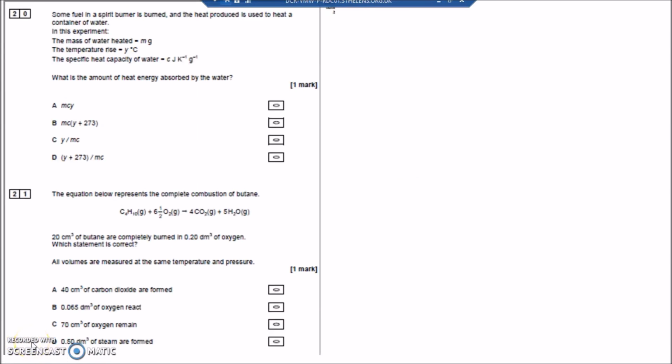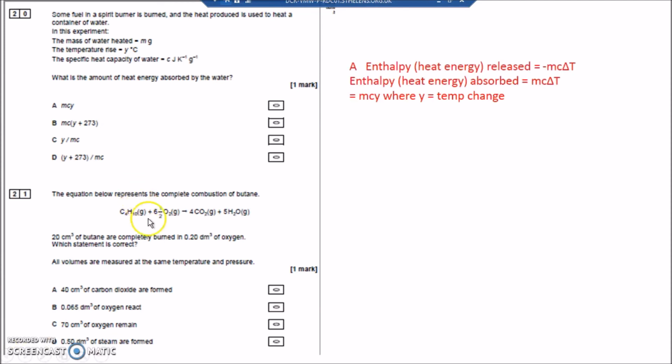Some fuel in the spirit burner is burned and the heat produced is used to heat a container of water. So this is delta H equals minus MC delta T. What is the amount of energy absorbed by the water? So you just remove the minus. So that's exothermic. Now we're talking about an endothermic reaction where heat is absorbed. So the heat absorbed is MC delta T, sometimes called Q. So it says here that the temperature rise is Y. So if I substitute delta T, the temperature change, for Y, then I get MCY. My answer is A.